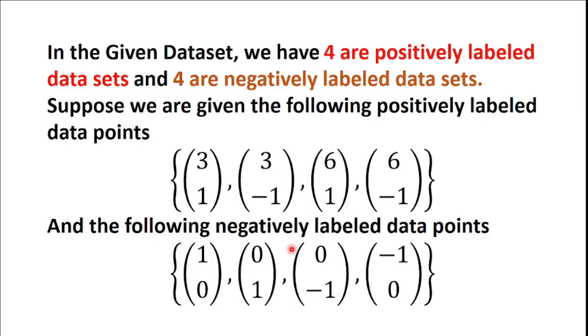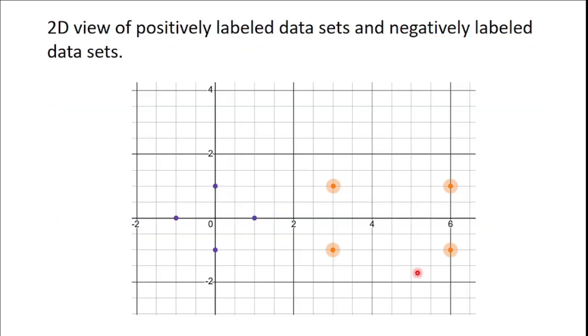The positively labeled data points are (3, 1), (3, -1), (6, 1) and (6, -1), and the negatively labeled data points are (1, 0), (0, 1), (0, -1), (-1, 0). In 2D view, the data will look like this. The blue dots indicate the negatively labeled data points, and the orange dots indicate the positively labeled data points.